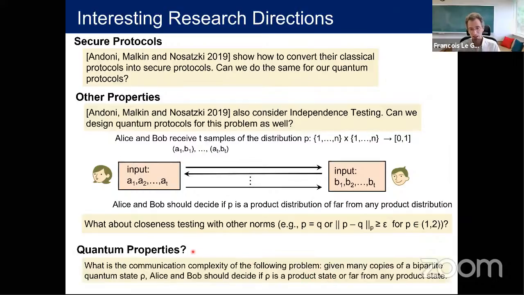And finally, you can think of quantum properties. A very rough example, I haven't really thought much about that, but you can assume that Alice and Bob get copies of a quantum state and they want to decide whether it's a product state or far from a product state. What is the amount of communication you need in order to do that? It's very connected to quantum information theory, but I don't believe that it has been studied explicitly in that setting when you consider the communication complexity. Okay, thank you. If you have any questions, please.